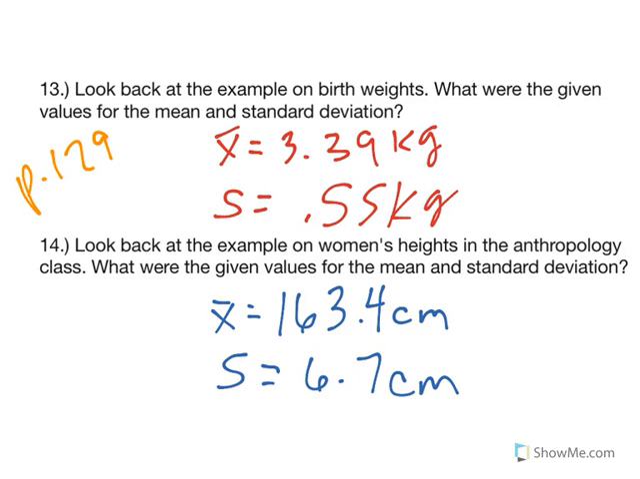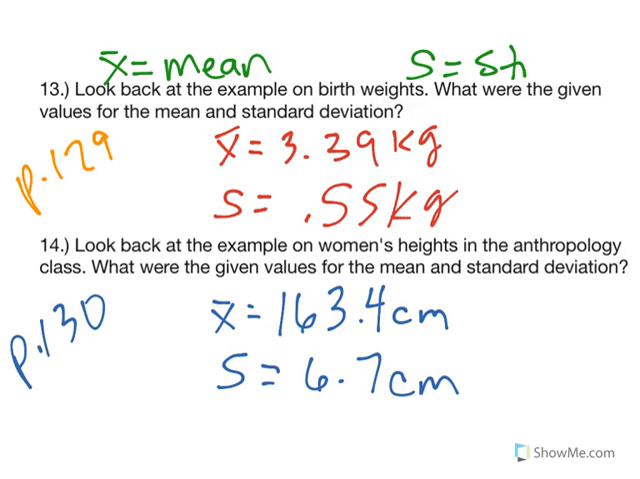Okay, so hopefully you went back to page 129 and then here on page 130 for number 14, and you found the mean and the standard deviation. Just for reference, X bar is known as the sample mean, and S is known as the sample standard deviation. Those are shortcuts that we use in the statistics class, and I'm lazy, so I will use them. But you can write out mean if you want. It doesn't really matter.